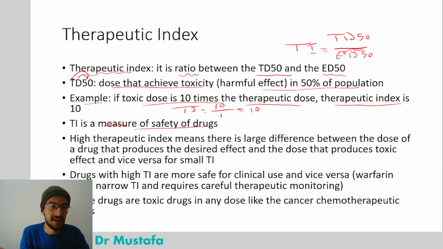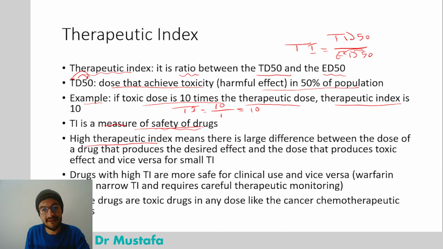For example, if a drug's therapeutic index is 10, this means if you reach 10 times the therapeutic dose, you would reach toxicity. So if you hear the therapeutic index for that drug is 10, you try not to reach that tenth dose, so you don't reach toxicity. So it is a measure for the safety of drugs.